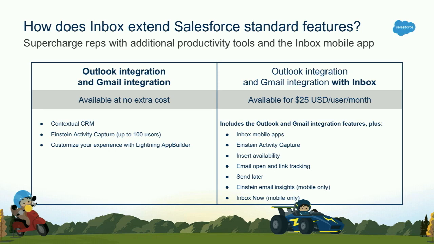I just wanted to cover one more time sort of how Inbox and the licensing works. So out of the box, again, is that Outlook add-in or Gmail Chrome extension, the Salesforce. If you go into the Outlook add-in store, the Office add-in store, or the Chrome web store, you just search for Salesforce and you can add that desktop integration right there. That comes out of the box with your CRM license.